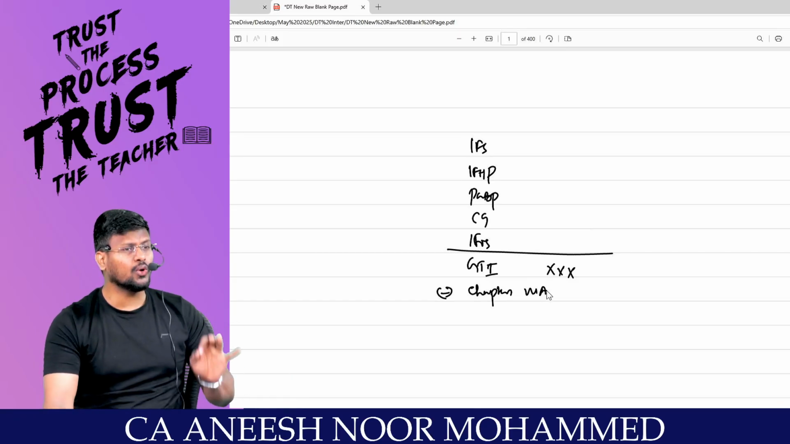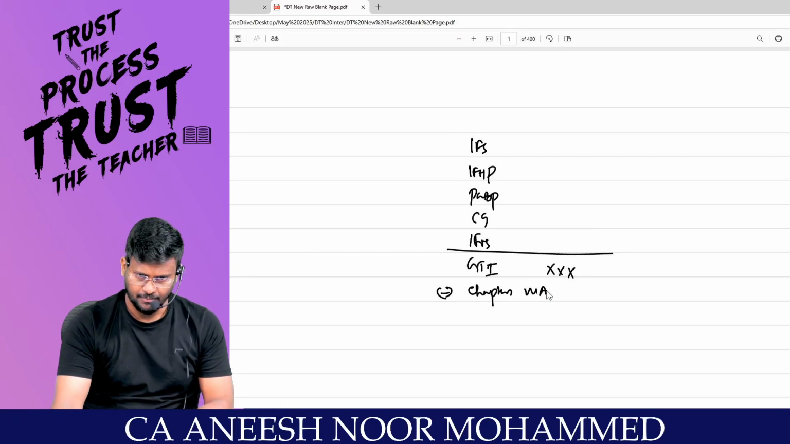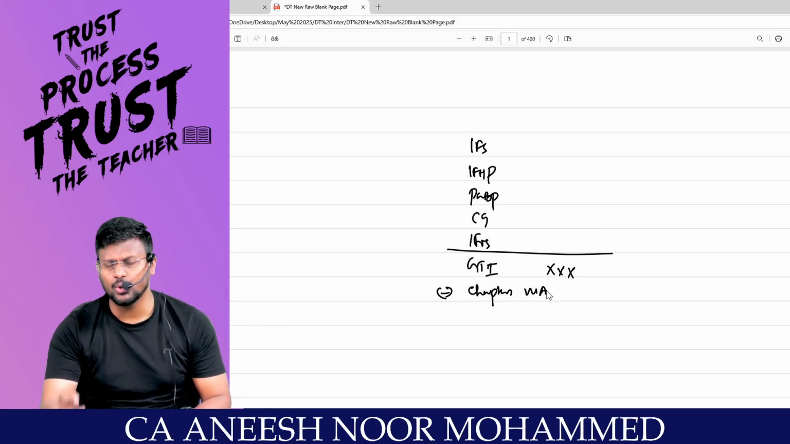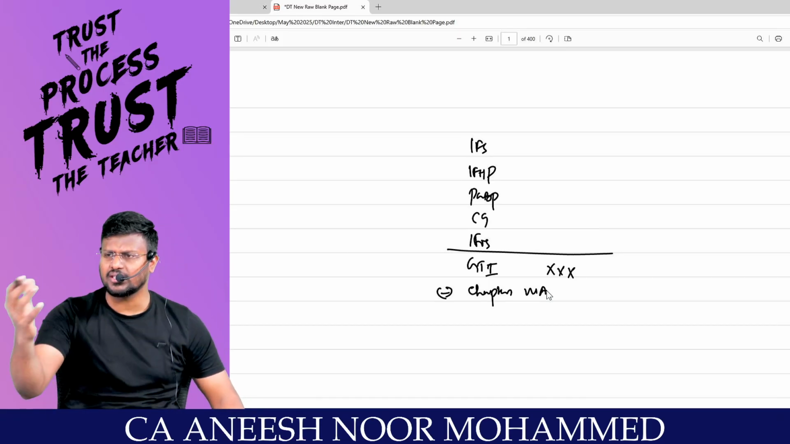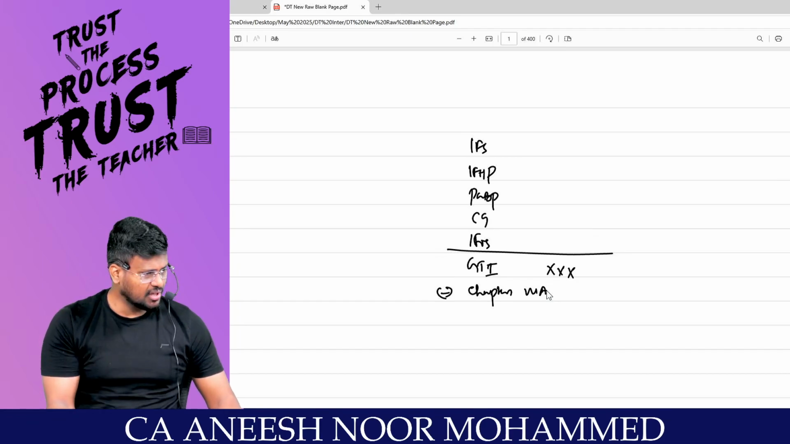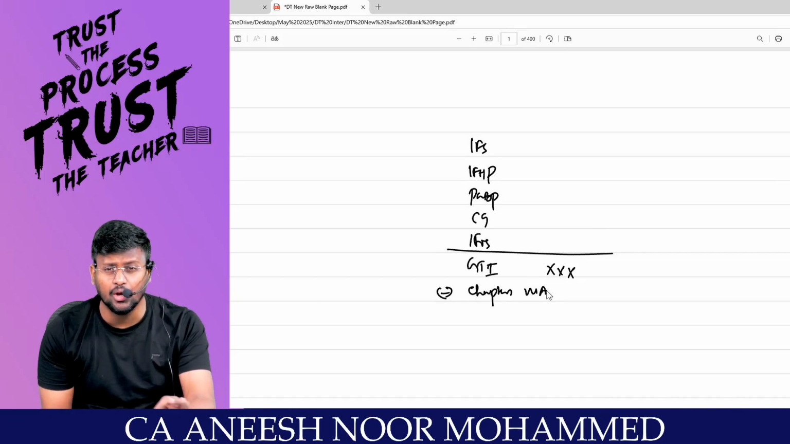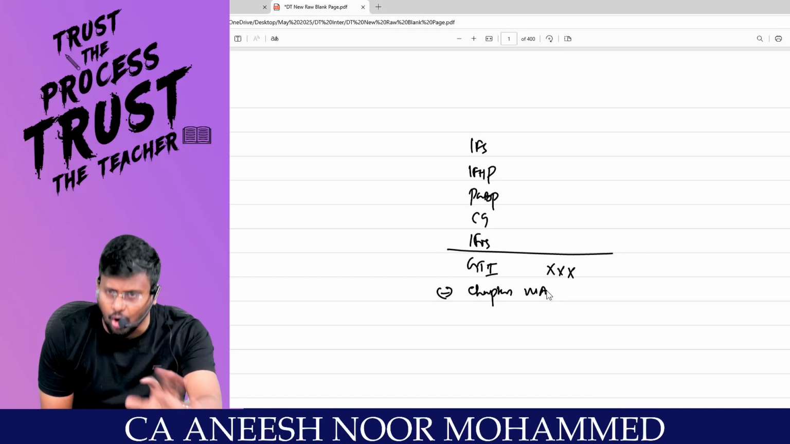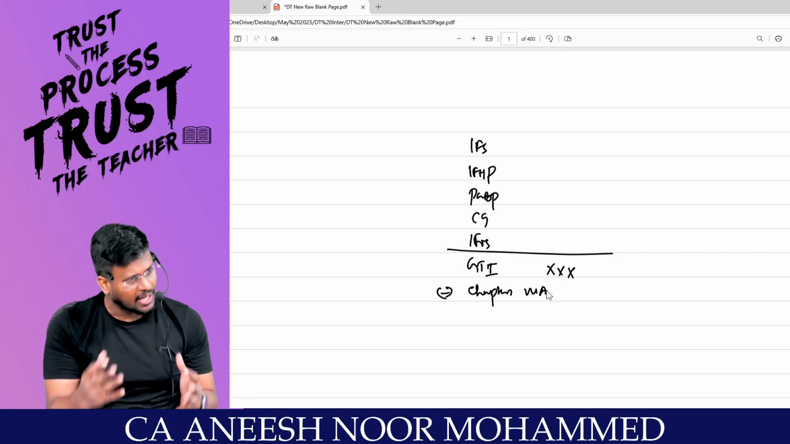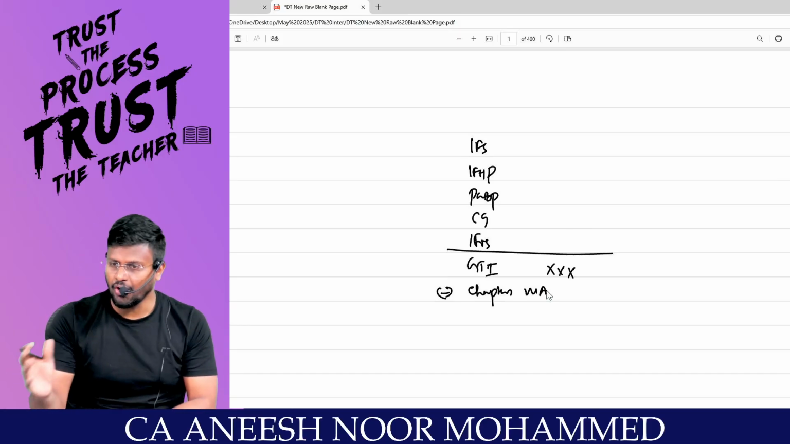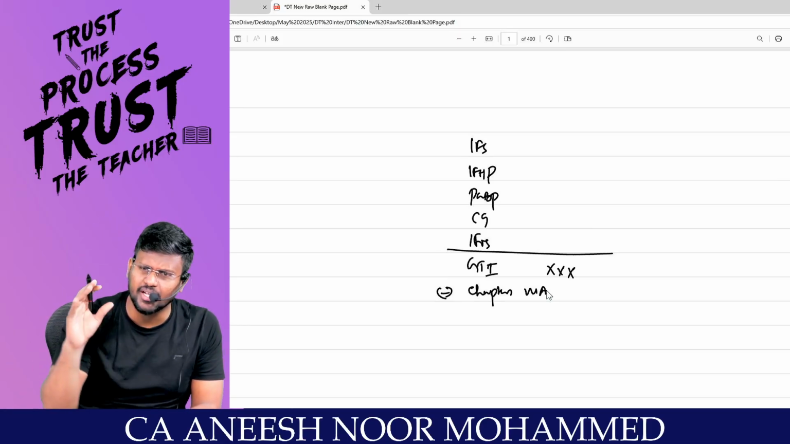Depends upon which route you are traveling. You may be traveling either through the default tax regime or the optional tax regime. I am not saying that under the default tax regime you cannot claim chapter 6A at all. There are some deductions allowed even under the default tax regime. We will be looking at what those deductions are at the appropriate time.